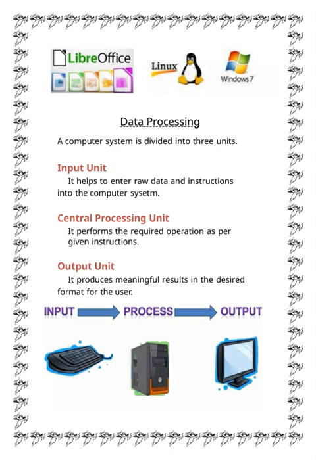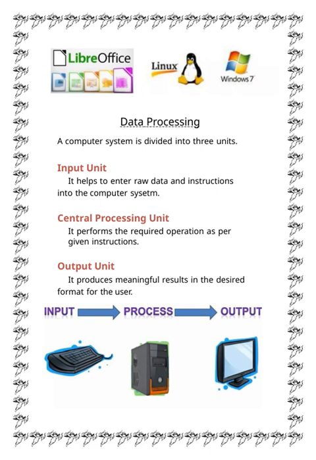A computer is essentially divided into three main units, each playing a crucial role. First, we have the input unit. This is where raw data and instructions are entered into the system, kind of like feeding information into a machine. It helps us communicate with the computer and tell it what to do.